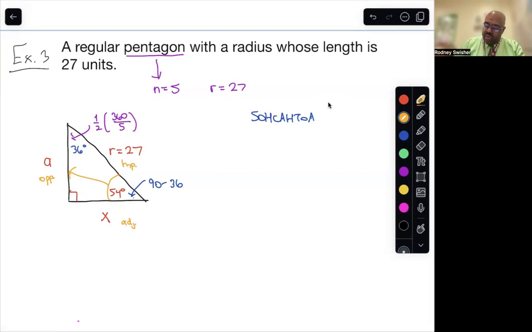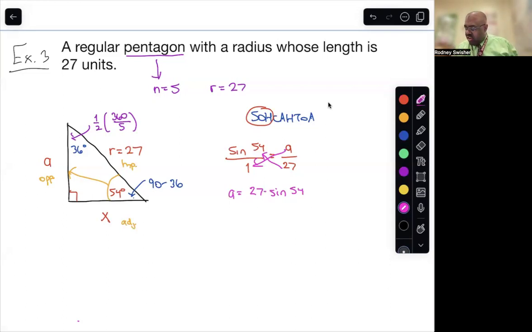So we're going to circle that part, and now we're going to set up our proportion. We have sine of the angle, which is 54 degrees, over 1, equal to the opposite, which is A, over the hypotenuse, which is 27. Now we're going to cross multiply. A times 1 is A, and 27 times the sine of 54 degrees. Once again, make sure that your calculator is in degrees. My calculator is. So you're just going to do 27 times the sine of 54.